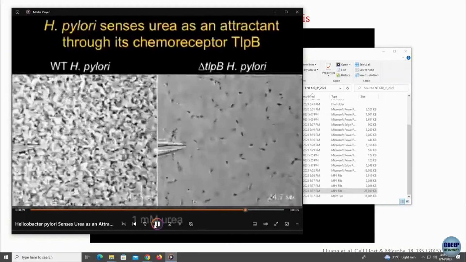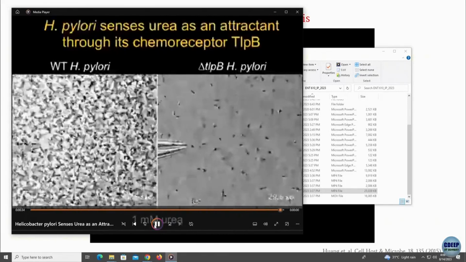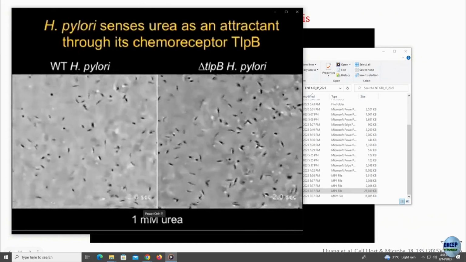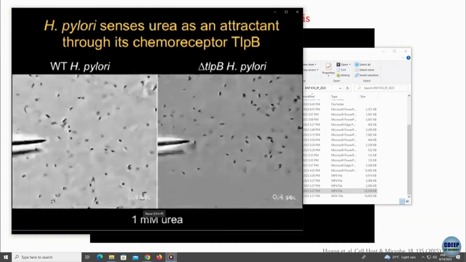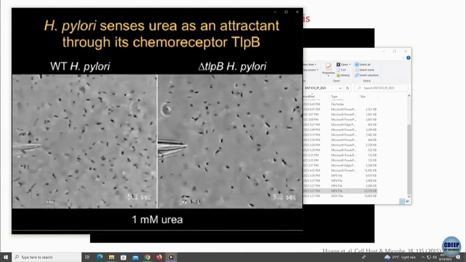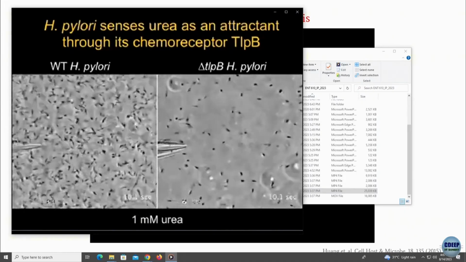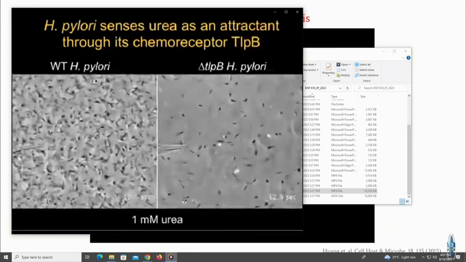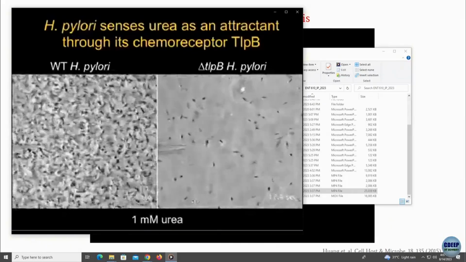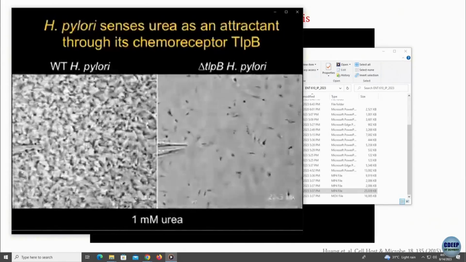On the other hand, when you have this mutant where you have knocked out this TlpB, the bacteria continues swimming as it was before the introduction of the chemical. There is no aggregation of bacteria at this source point. And this TlpB is actually one of these chemoreceptors present on the bacterial cell surface. Therefore, what this experiment shows is that this receptor TlpB is responsible for sensing this chemical urea and then modulating the motion of the bacteria in response to it.